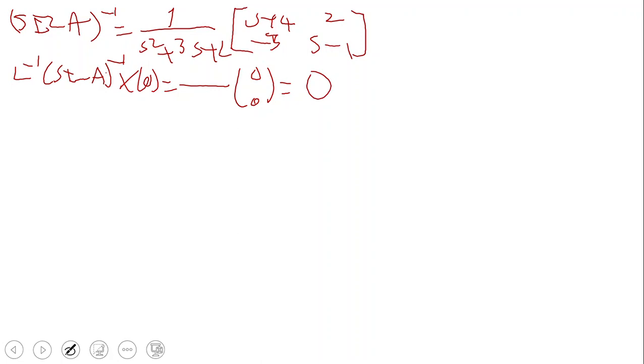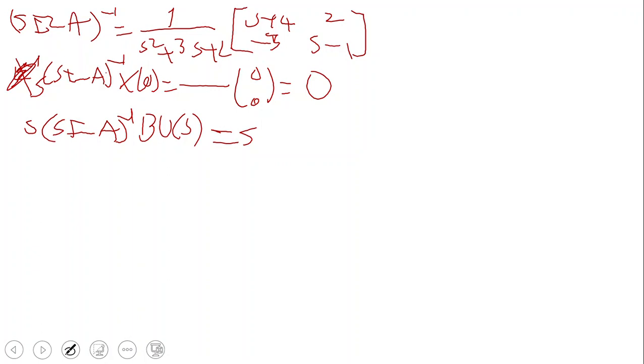Now anyway, this L inverse is not required. Anyway, we don't want the time domain expression. So s into (sI minus A) inverse into x of 0 is 0. The next thing is s into (sI minus A) inverse into B into U of s. That only we need.